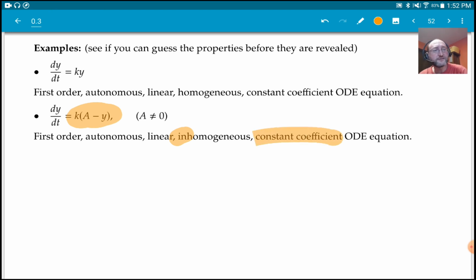So that's the inhomogeneity. It's a constant here. It's constant coefficient because, well, there's a 1 here, and there's going to be minus k in front of the y, right? So those are the coefficients, and those are constants. And it's an ODE. There's only one independent variable, and it's an equation. It's only one equation. All right.